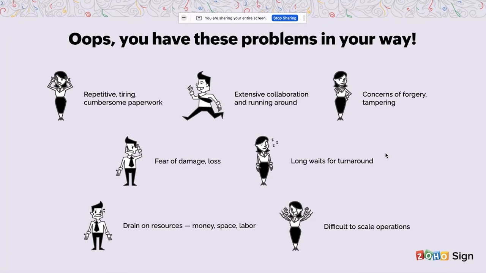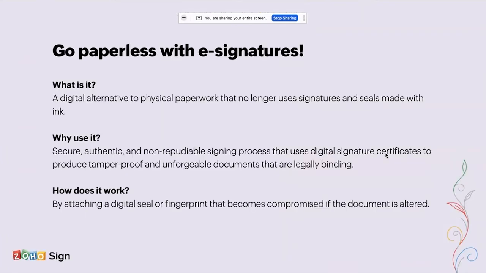So, all of these common issues can drain your resources. Using the pen and paper method also takes up more physical office space, costs more in supplies, and ultimately affects your company's growth as it becomes difficult for you to scale up operations. Now, this is exactly where e-signatures can help you out.